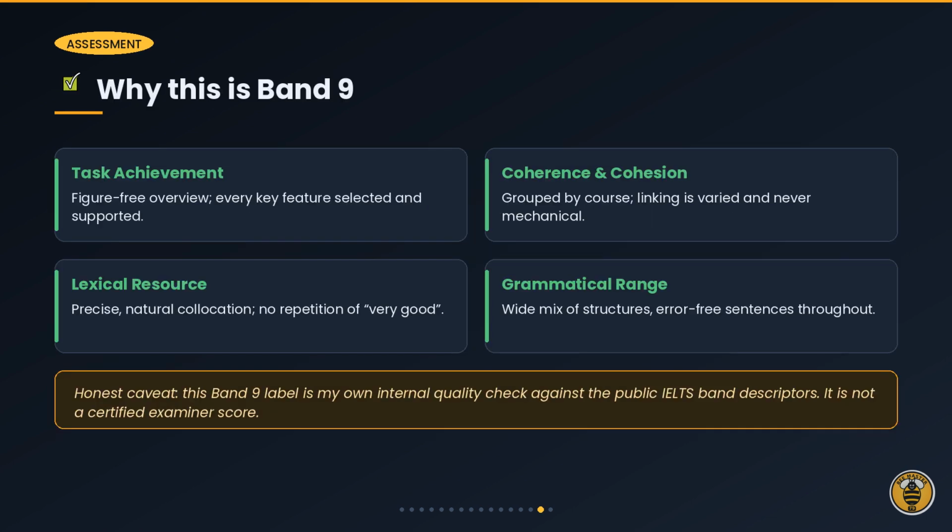Why this answer reaches Band 9. Task achievement. A clear, figure-free overview, with every key feature selected and supported. Coherence and cohesion. Logical grouping by course, and linking that never feels mechanical. Lexical resource. Precise, natural collocation, with no repetition of the phrase very good. Grammatical range and accuracy. A wide mix of structures and error-free sentences throughout. One honest caveat. This Band 9 label is my own internal quality check against the public IELTS band descriptors. It is not a certified examiner score.